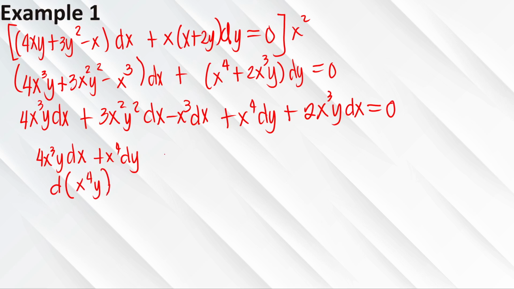Ayan, di ba? Meron ka na agad itong minus x cubed dx, x naman yung kasama niya, tsaka dx naman yung katabi niya. So, ganyan na yon. Pero, malamang ang kapartner ng 3x squared y squared dx is yung natitirang 2x cubed y dx.